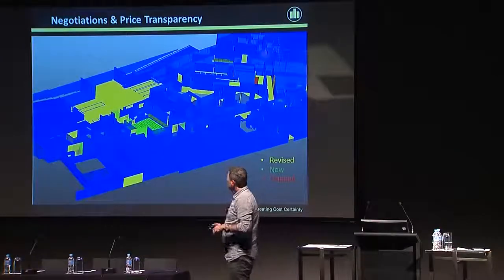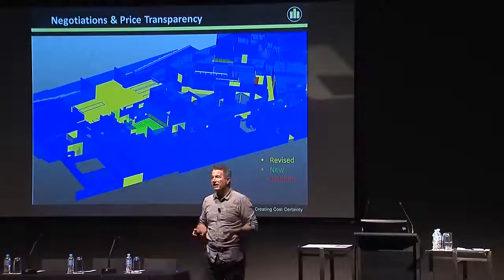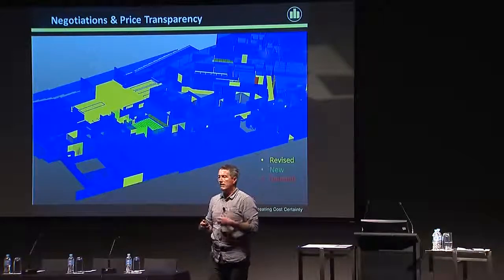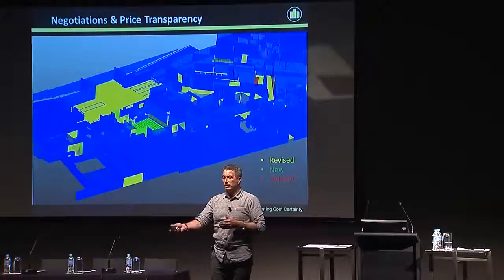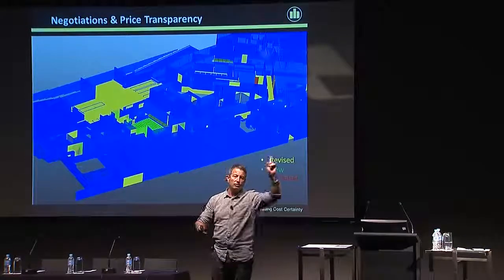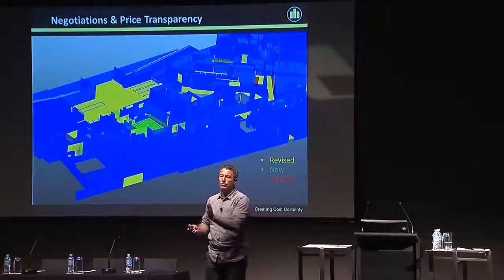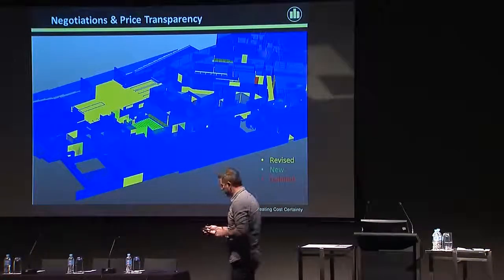The next one is negotiations and price transparency. This is a view in Costex, and it compares one model to another. So it can compare this week's revision to last week's. It can compare this one to 6 months ago. It might be the schematic design one. And it will report to you the precise changes between them all.